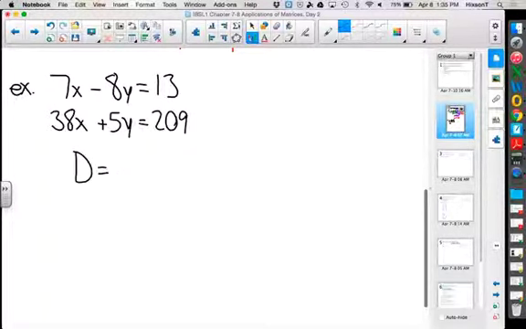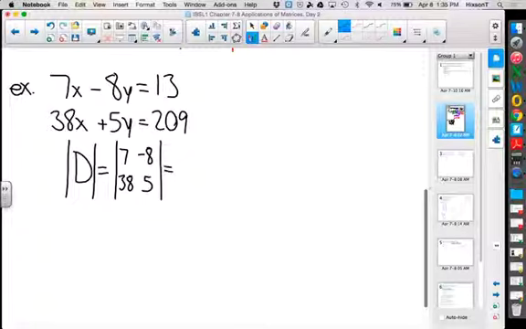D, by the way, here's the way you can save yourself a little bit of writing. We're going to find the determinant of D, so that's going to be the determinant of what matrix? 7, negative 8, 38, and 5. So you're finding your determinant. 35 minus a negative 8 times 38. That's going to be 304. So that's 339.